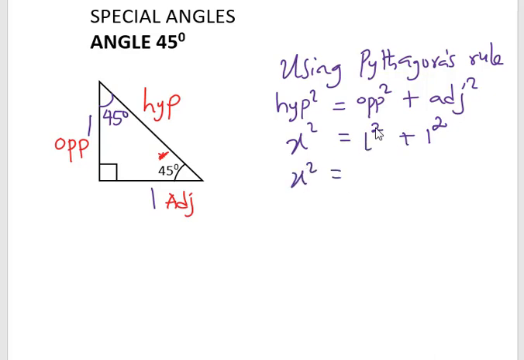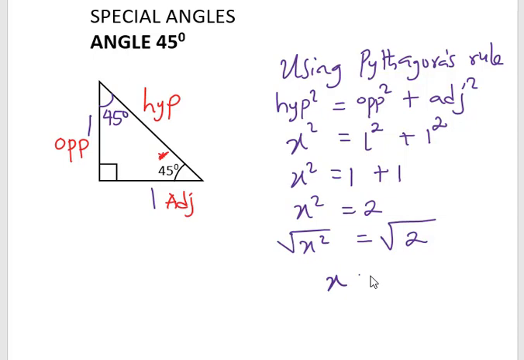x squared is equal to 1 squared, which is 1, plus 1 squared, which is also 1. So x squared is equal to 1 plus 1, which is 2. Because we have a square here, we take the square root of both sides. The square and the square root cancel away, so x is equal to root 2. So it simply means that the hypotenuse here is root 2.